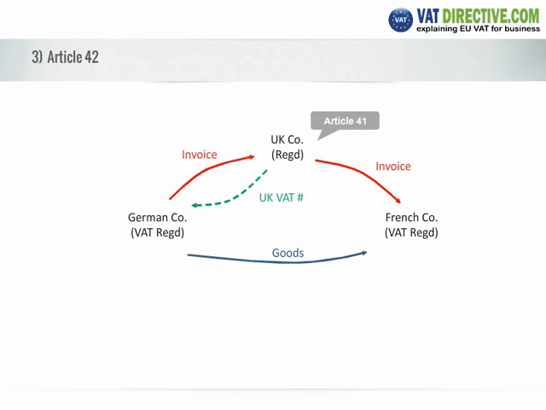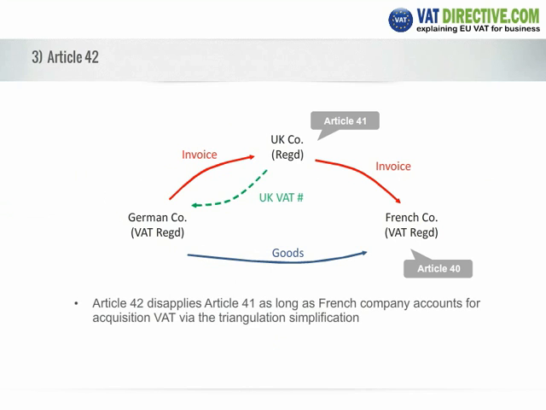Now normally that is avoided if they can prove that they have accounted for Article 40 VAT in the country of destination, i.e. France. What Article 42 does is it disapplies Article 41 as long as the French company accounts for acquisition VAT via the Triangulation Simplification procedure.